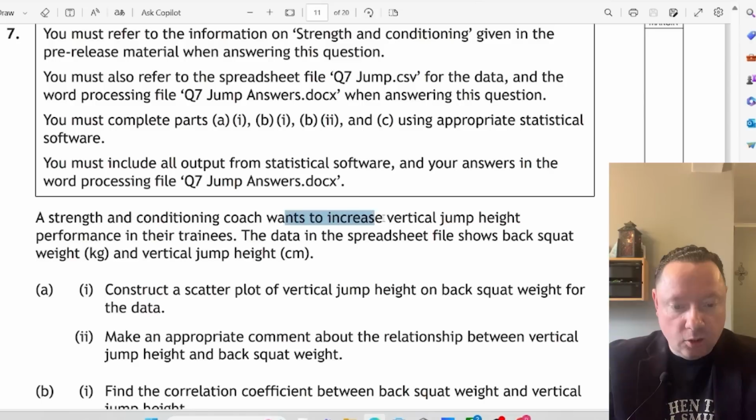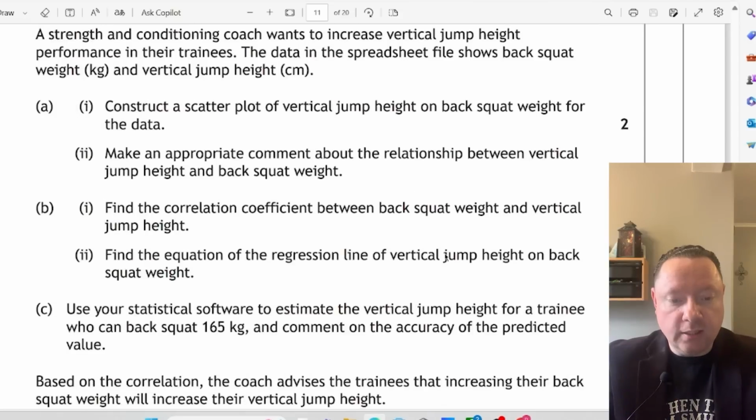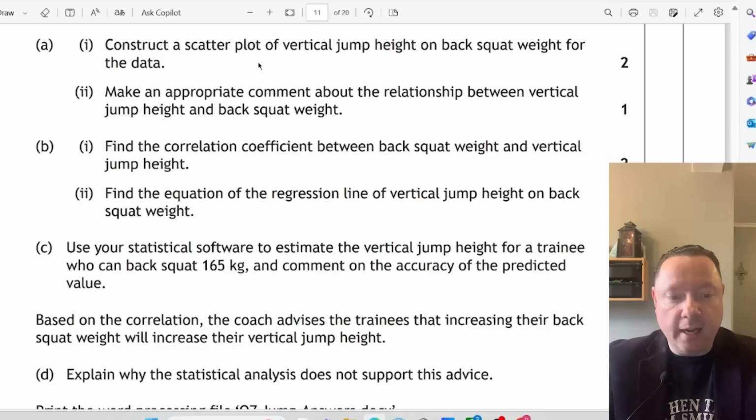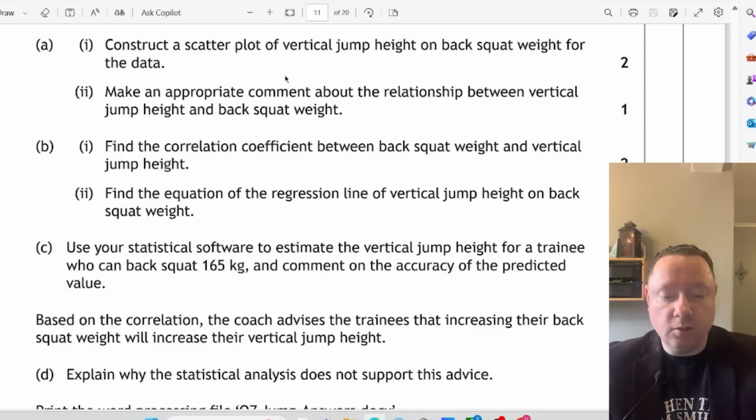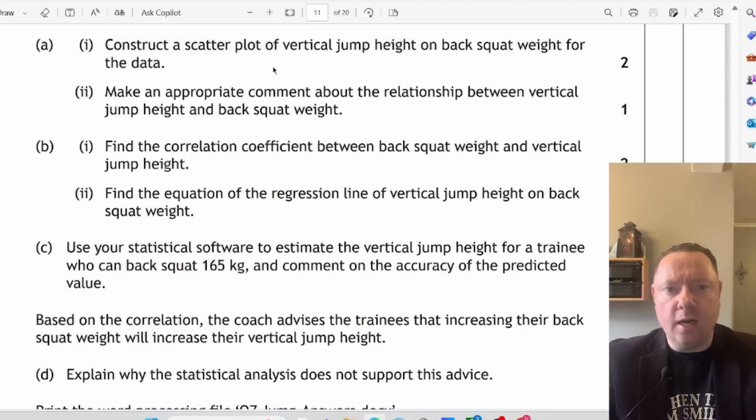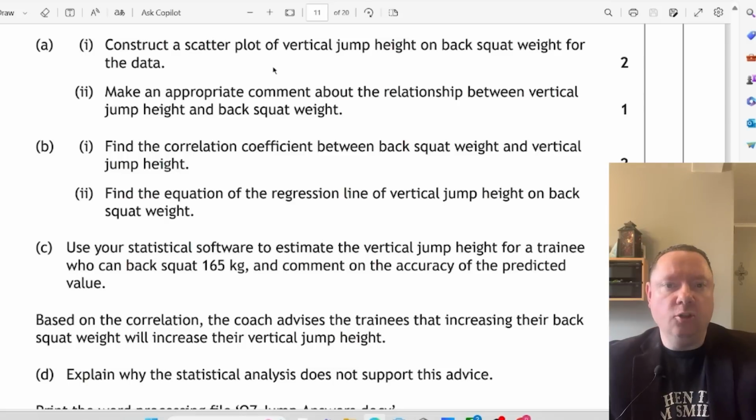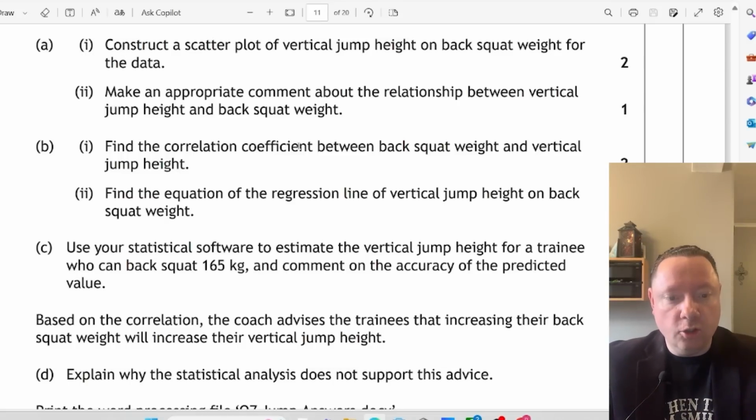A strength and conditioning coach wants to increase vertical jump height performance in their trainees. The data in the spreadsheet file shows the back squat weight and the vertical jump height. We have to construct a scatter plot of vertical jump on back squat for the data. For constructing a scatter plot, if you look at that CSV, it's just a list of two numbers. You could do scatter plots in Excel, but usually this is RStudio. It's much easier because you're given a data booklet. So let's do RStudio for this.